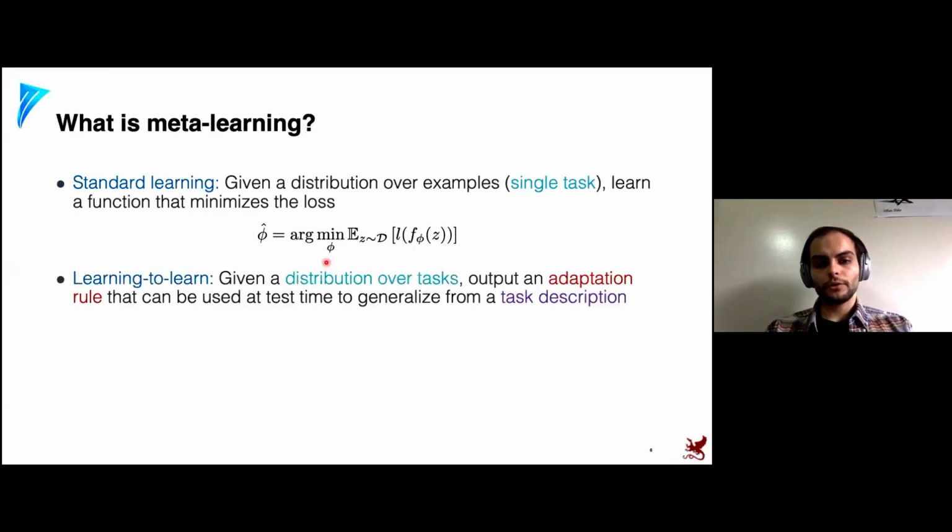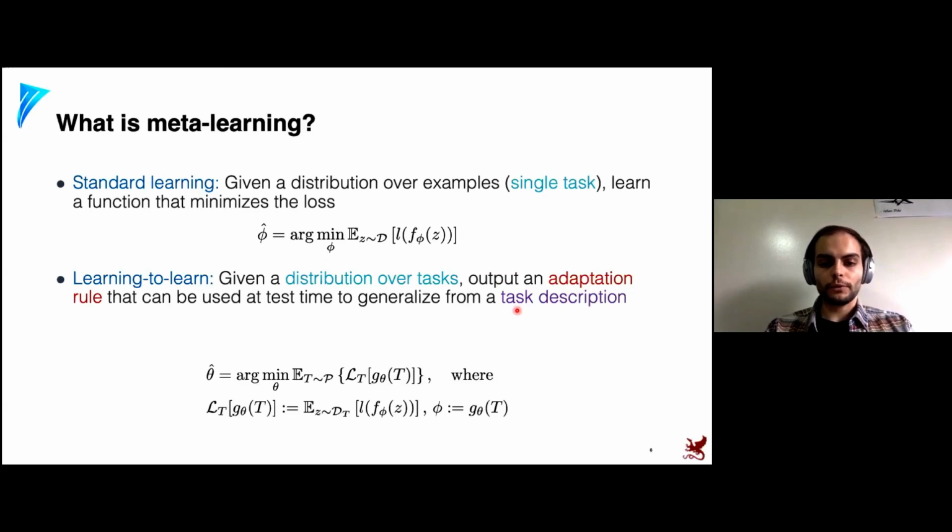Now, in learning to learn, or meta-learning, we formulate the problem slightly differently. We go one level up. Instead of a single function, now we have a distribution over functions. We have a distribution over tasks, and each task is itself a distribution over examples. Now we'd like to output an adaptation rule that can be used at test time and applied to a new task and output a function that is able to solve this new task. More formally, we can write it down as an optimization problem.